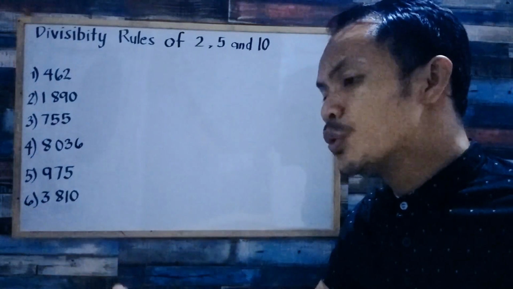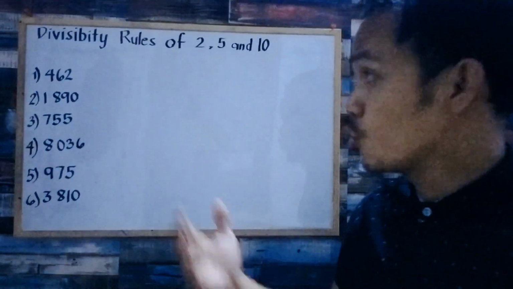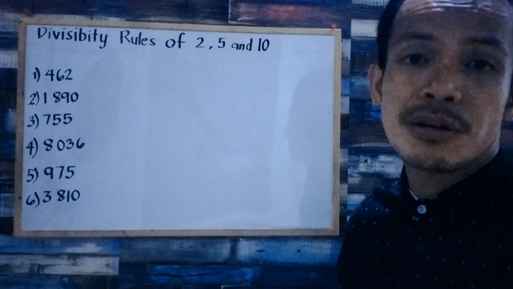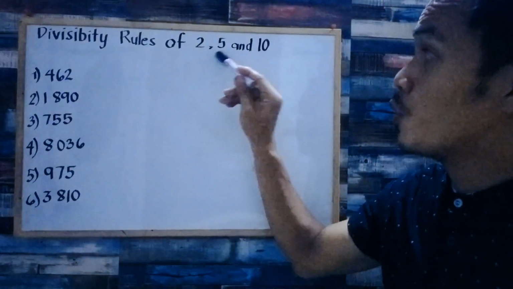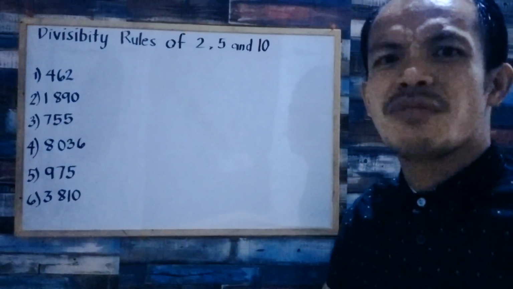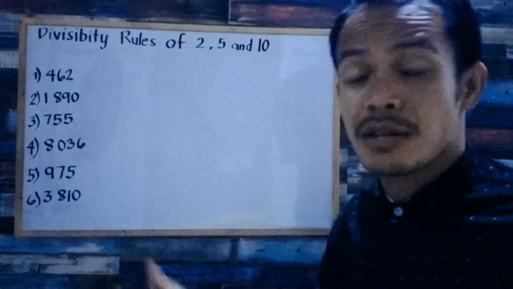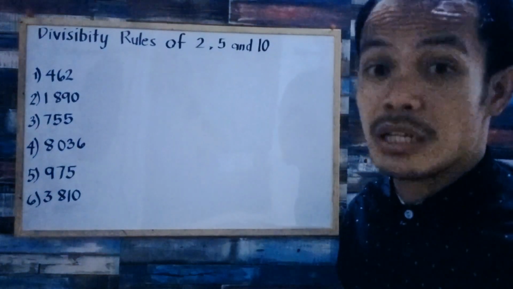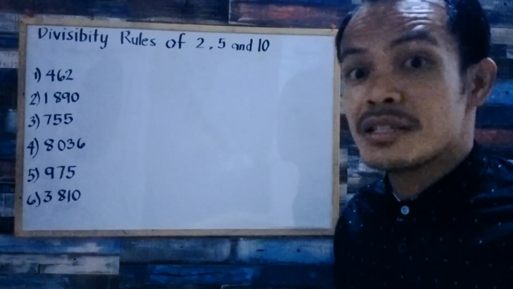So no need for you to use long division to check whether the number is divisible by 2, 5, and 10. By just simply looking at the last digit of a number, you will determine if the number is divisible by 2, 5, and 10. That's very simple, right? So actually, we are not going to divide these numbers here because our goal is to determine whether the numbers are divisible by 2, 5, and 10.